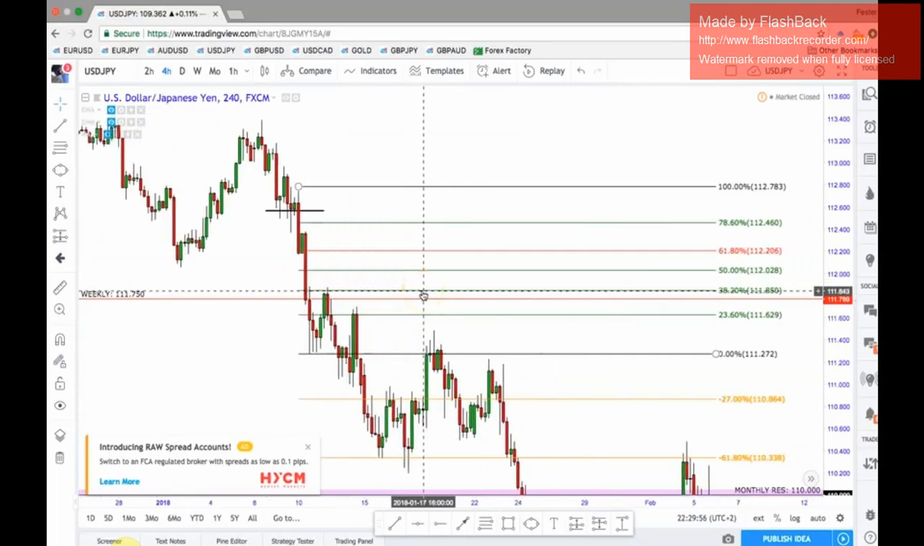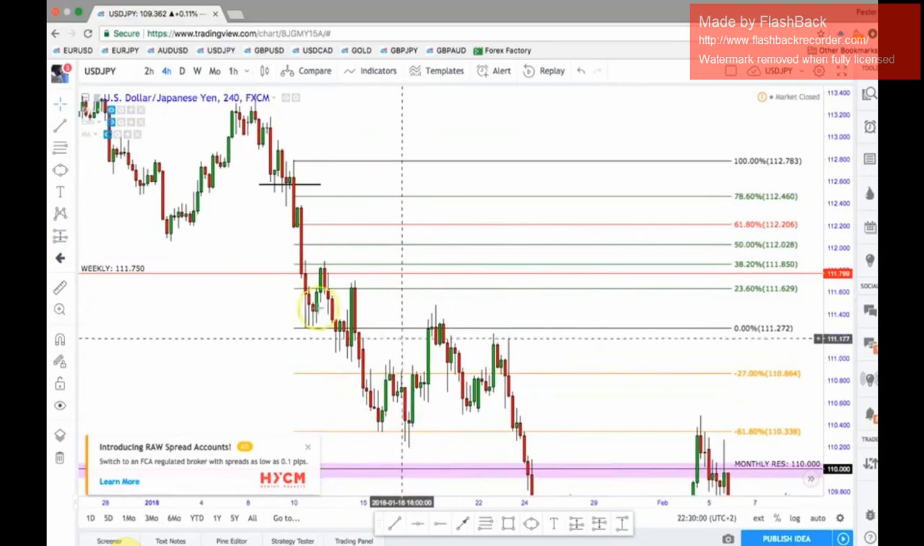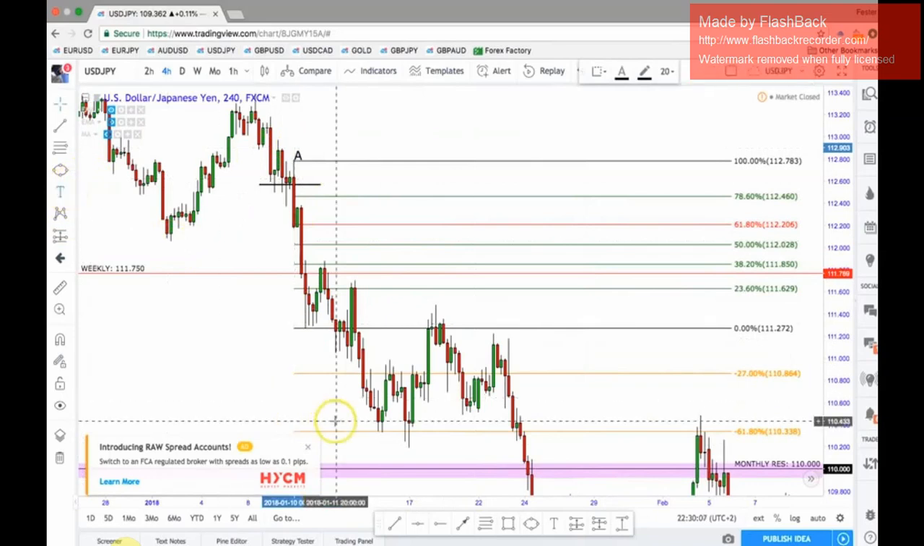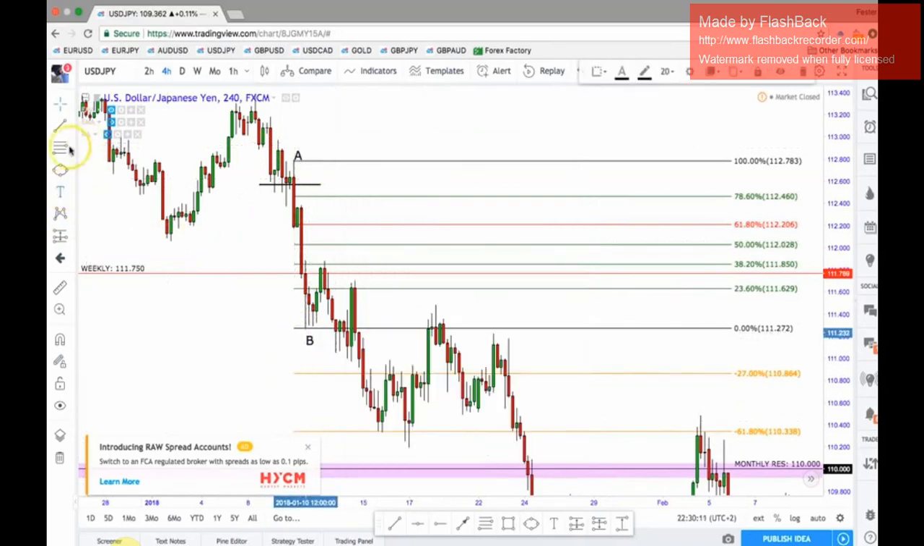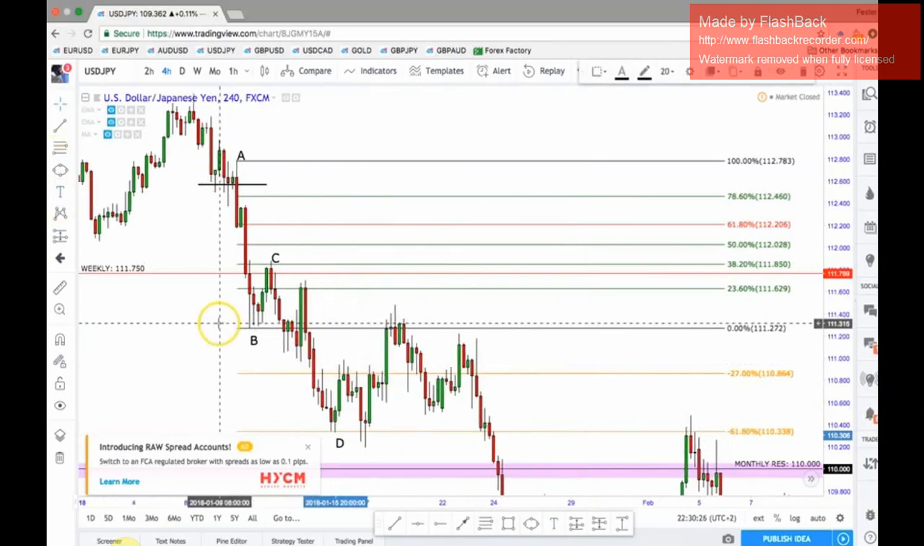So how would you have gained entry on this A, B, C, D? So let me just label it for simplicity. So let's just say that was your A, this was your B, this was your C, and then your D. So this is on the 4 hours.